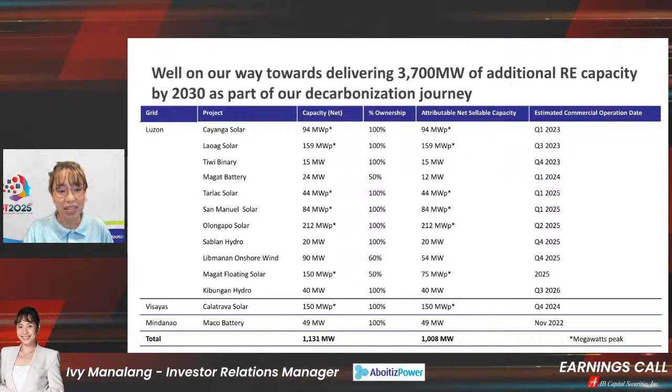Our capacity in the pipeline is mostly solar due to economics and ease of development. On a per kilowatt hour basis, the tariffs needed to meet return requirements for solar are less than those of wind and hydro. There is also less development, construction, and operating risk with solar. Allow me to update you on some projects in the next few slides.